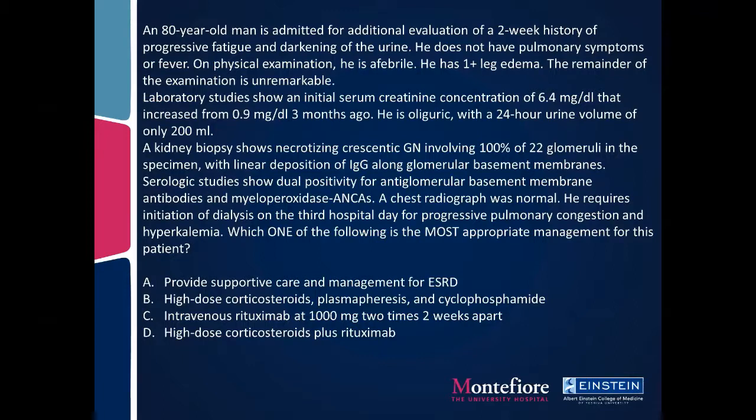Do you provide supportive care and management of his end-stage renal disease? Will you give him high-dose corticosteroids, plasmapheresis, and cyclophosphamide? Option C is intravenous rituximab, 1,000 milligrams 2 times 2 weeks apart, or high-dose corticosteroids plus rituximab. So keep that in mind as well.